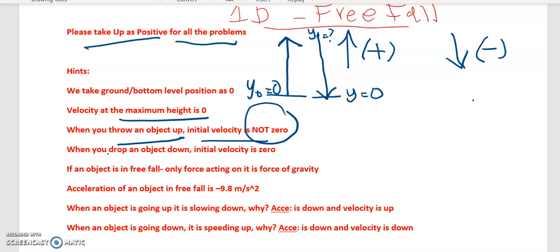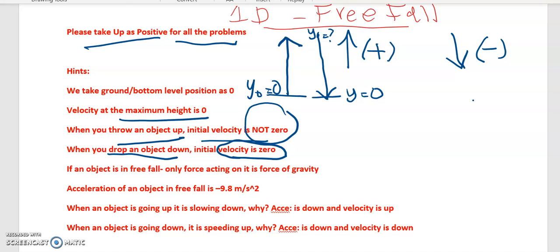But let's assume you're going to drop an object down. Take an object and just drop it. You can see it doesn't really matter. You don't have to give it an initial velocity. It's going to reach the ground because acceleration due to gravity is downwards. Earth is pulling objects toward its center. So when you drop an object, initial velocity is 0. You don't have to give it an initial velocity.